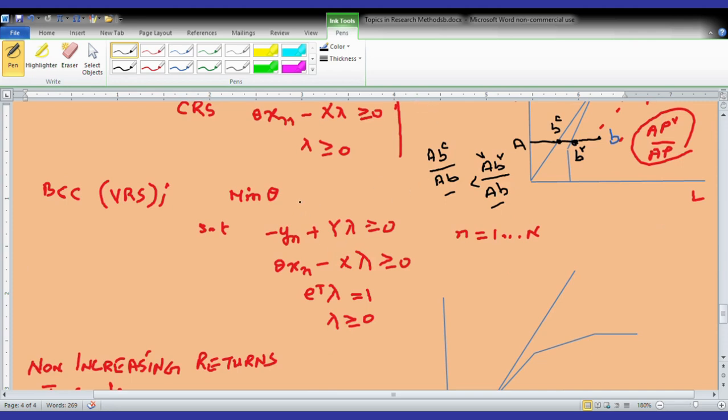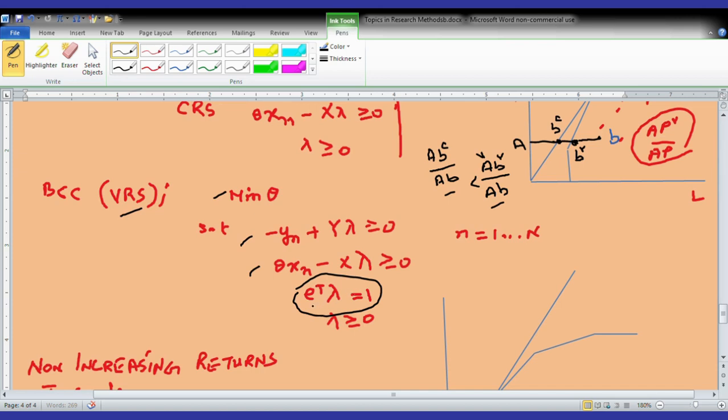See that these are the same things which were present in the CCR model. So same output equation, same input equation. This is the additional constraint. So CCR model plus this constraint makes it BCC, variable returns to scale.